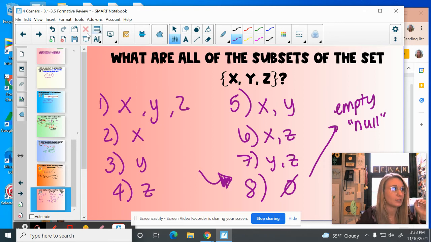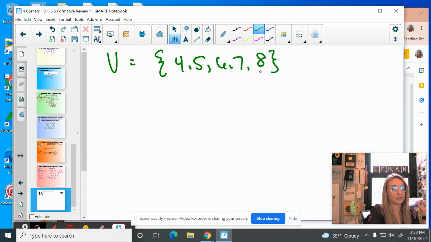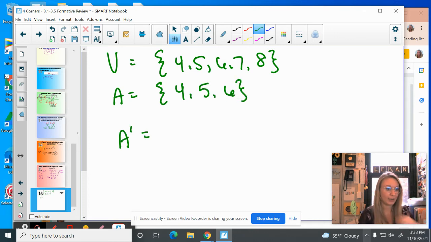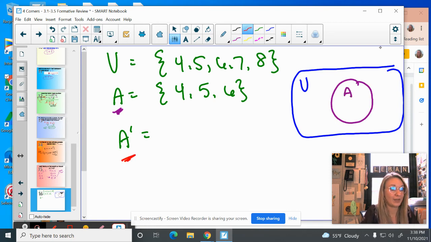There's one more topic that I forgot to put on here, so we will just do this on the fly. All right, let's say that in our universal set, we've got numbers 4, 5, 6, 7, and 8. And set A is 4, 5, and 6. I want to know what the complement of A is. So basically, think back to class when we were drawing those crazy diagrams. So we've got our universal set. We've got set A. And then the complement of A is out here. So we know that 4, 5, and 6 belong inside of here.